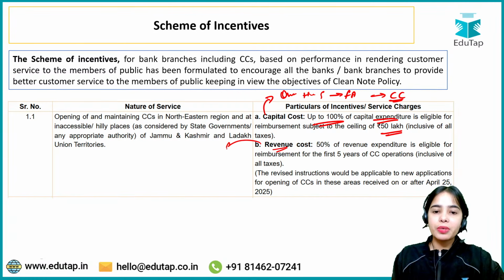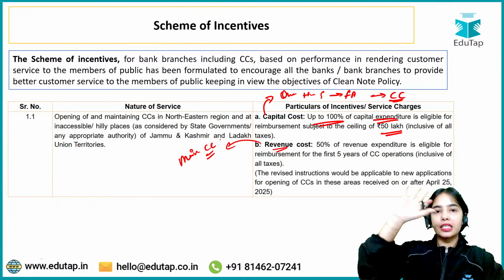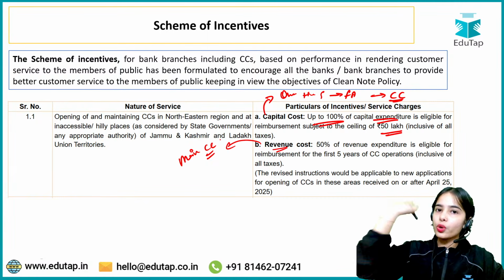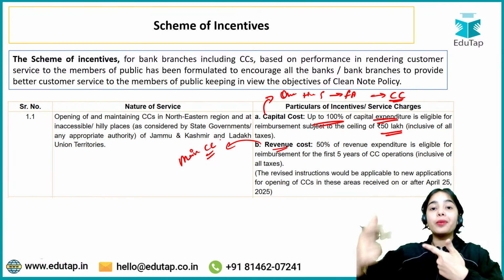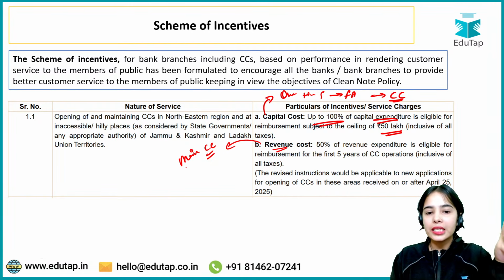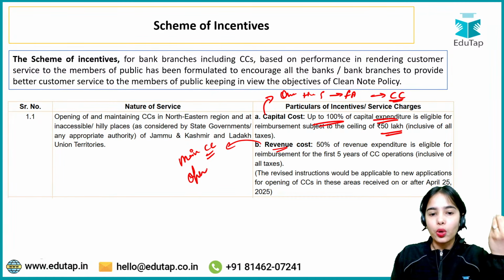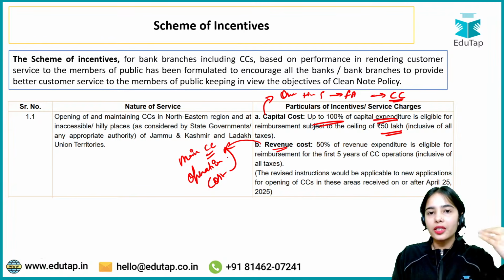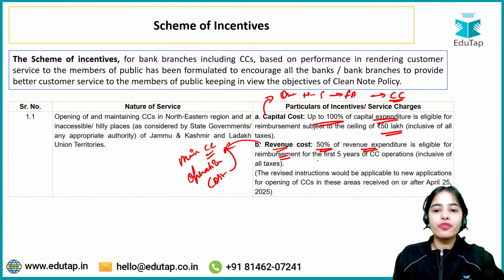Revenue cost is basically the cost of maintenance of the currency chest. If the CCTV has been installed once, the installation cost is once, but if there is any repair or any maintenance that is required, that is revenue cost, the maintenance cost as well as the operational cost of the currency chest. For that, 50% of the revenue expenditure is eligible for reimbursement for the first 5 years of currency chest operations.